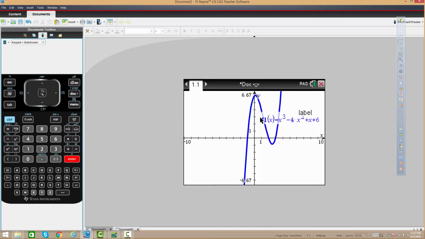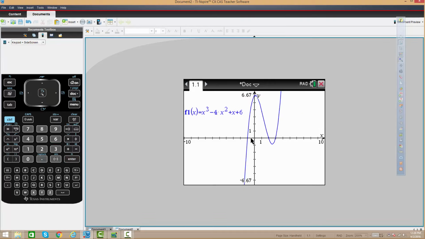And I see that I have a cubic function there. I've got 3 zeros, and x equals 3 is right here. So I've entered the function in a graph page.